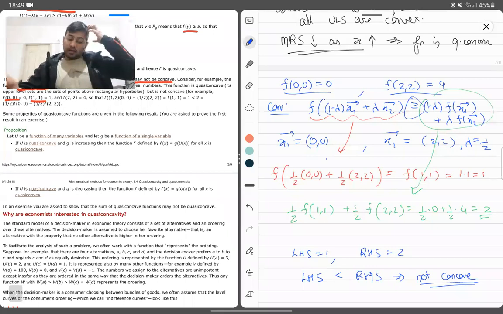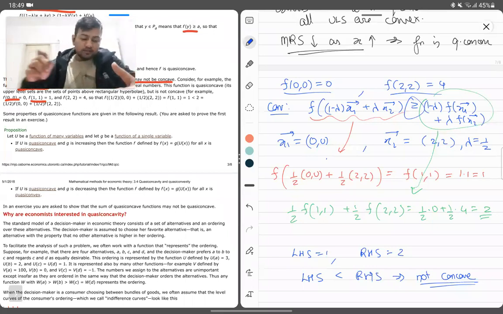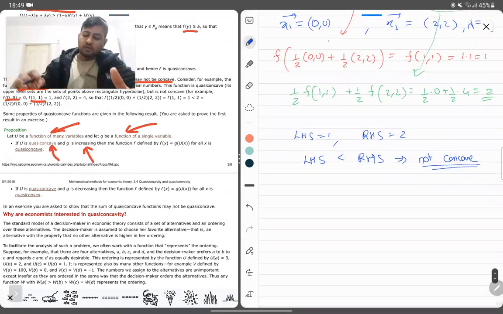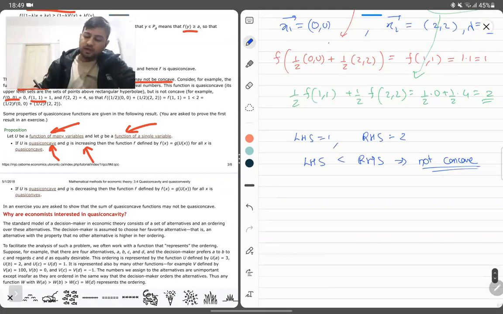All right, another interesting thing is this particular proposition. Now, iska proof nahi puchenge, but you need to remember the result. The result says that if u is a function of many variables and g is a function of a single variable, if u is quasi-concave and g is monotonically increasing.